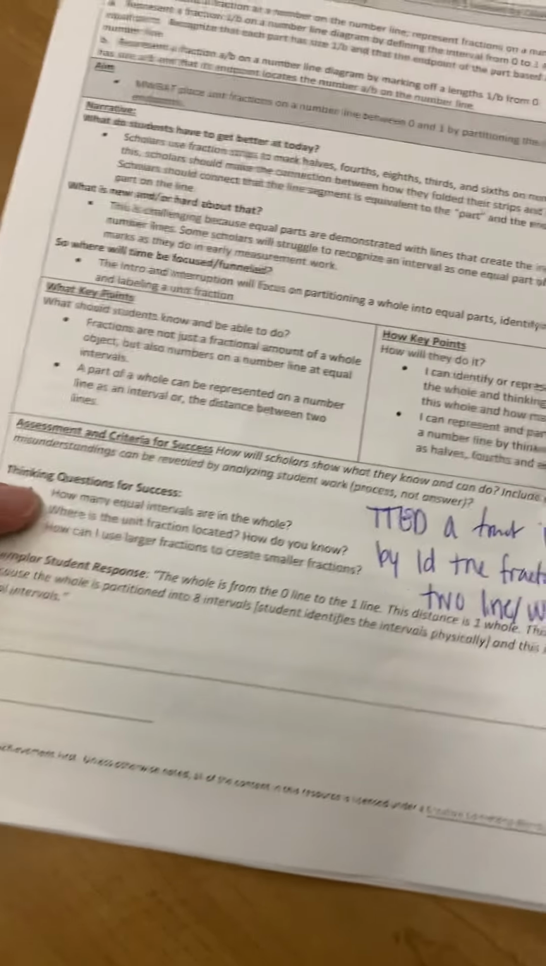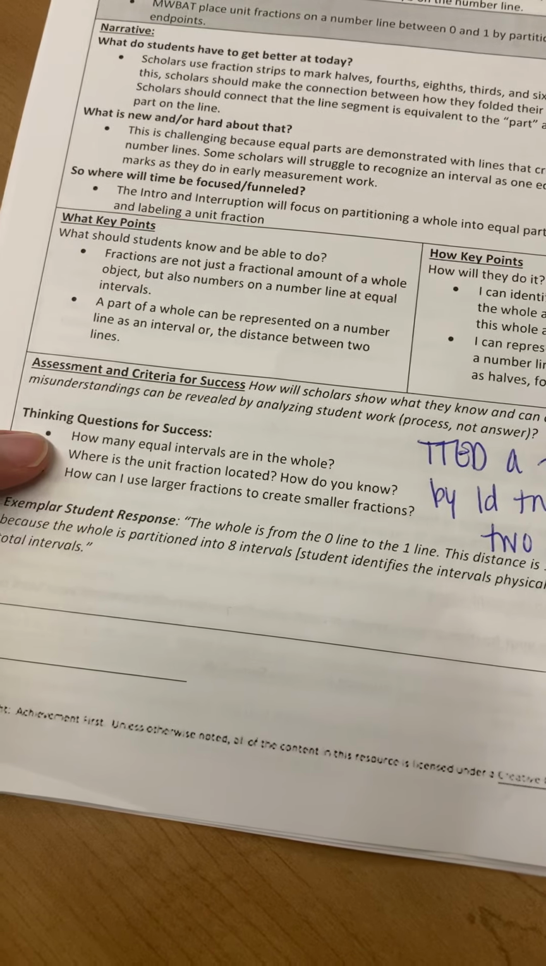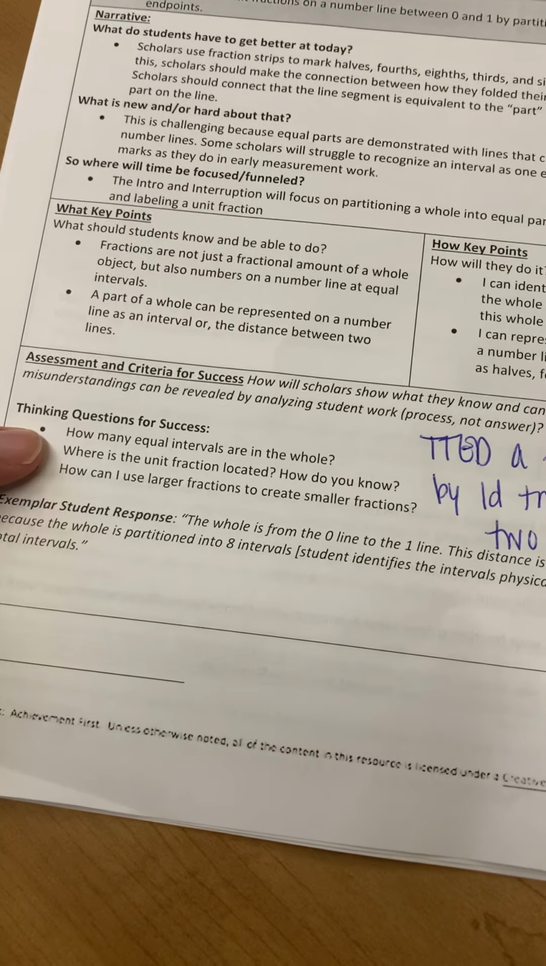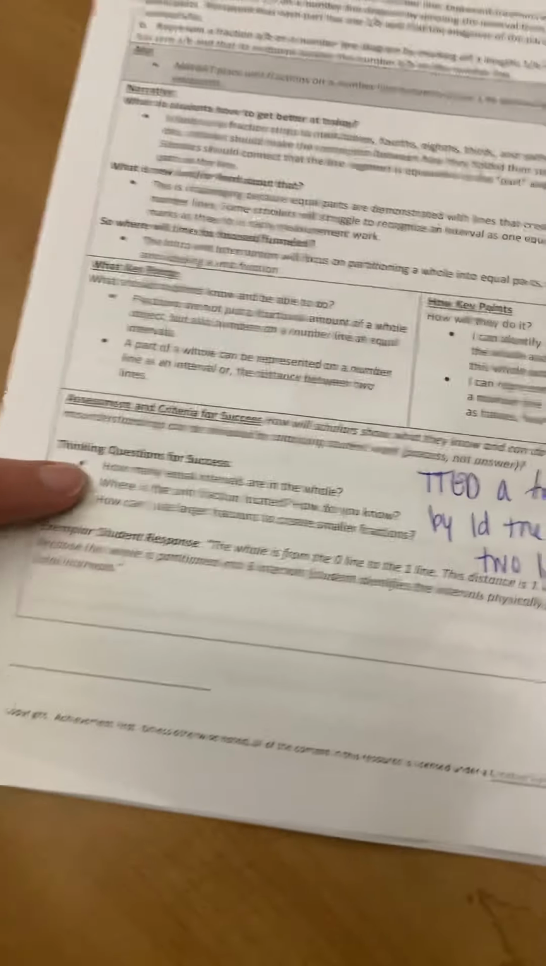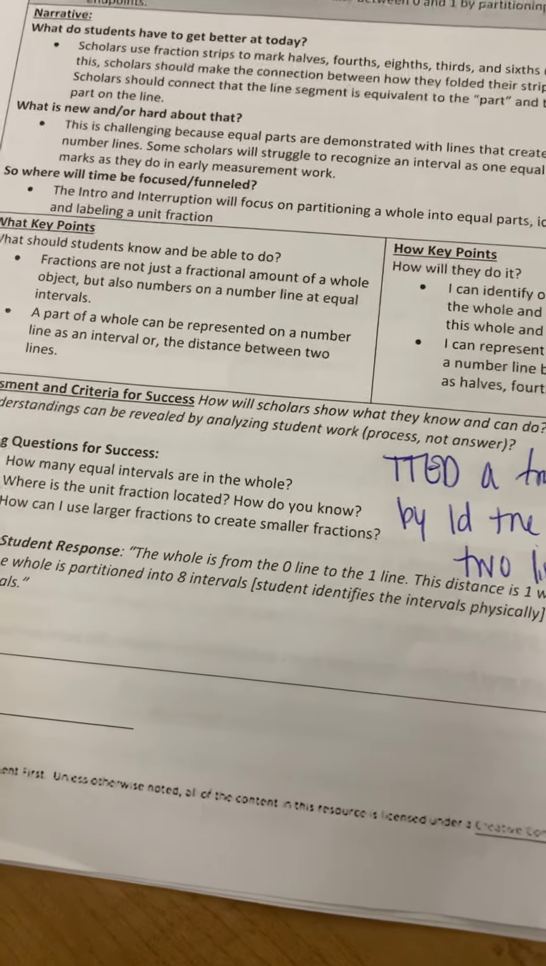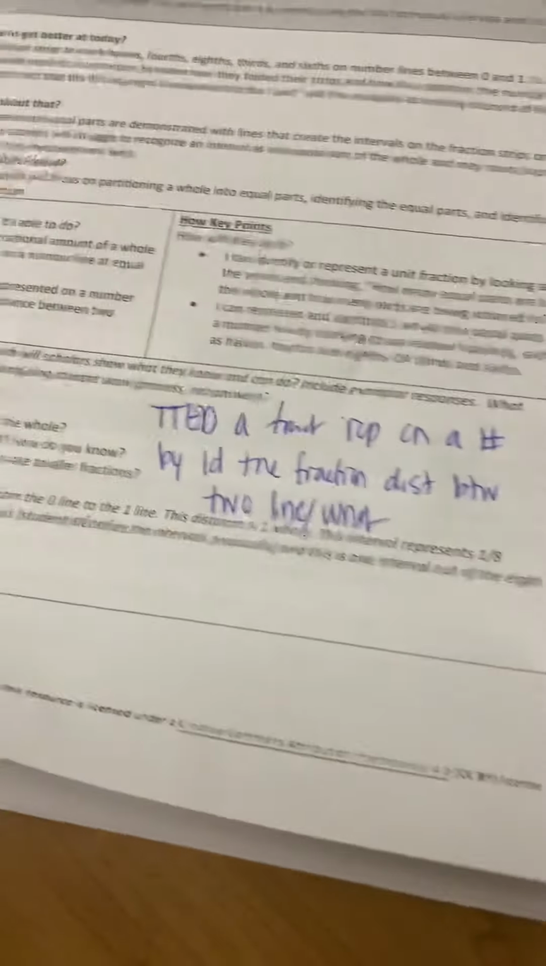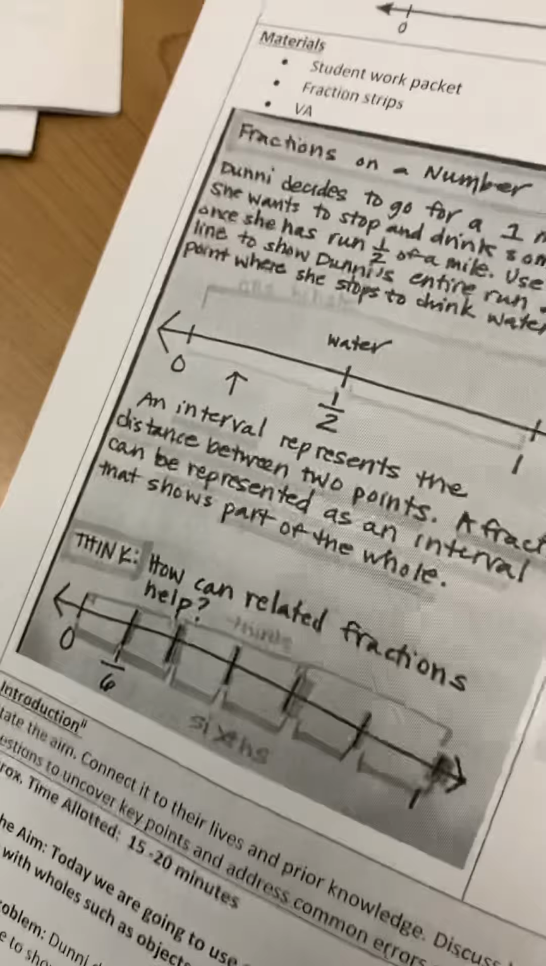What? These are bad questions. How many equal intervals are in a whole? What? Where? What? Okay. Great. How many equal intervals are in the whole to represent the fraction is what it should say. Where is the unit fraction located, and how can you use larger fractions to create smaller fractions? So it seems like the aim was actually inaccurate. Great. Okay, so this is what we're doing today. I'm going to show you what I would do because the questioning sequence is kaput for me.